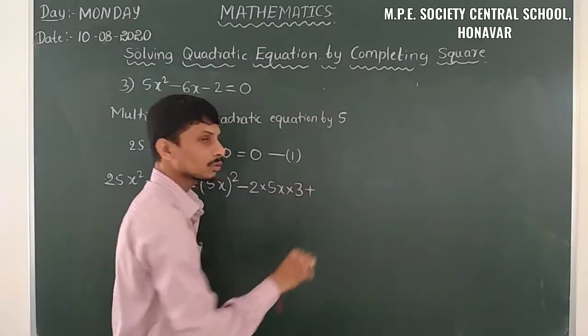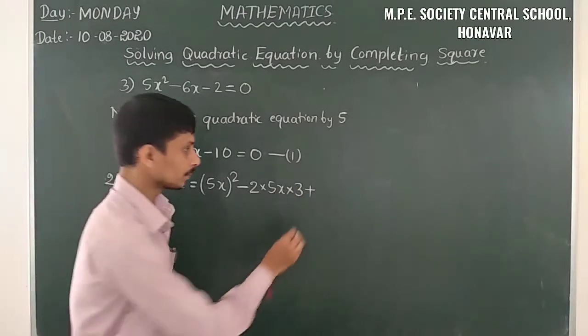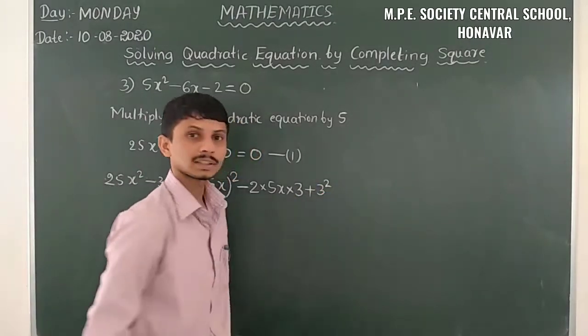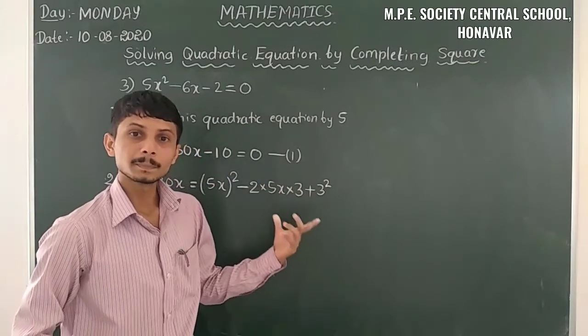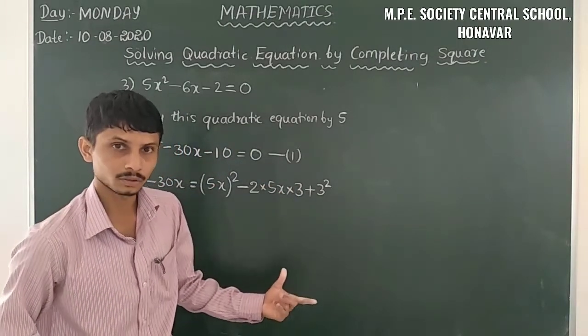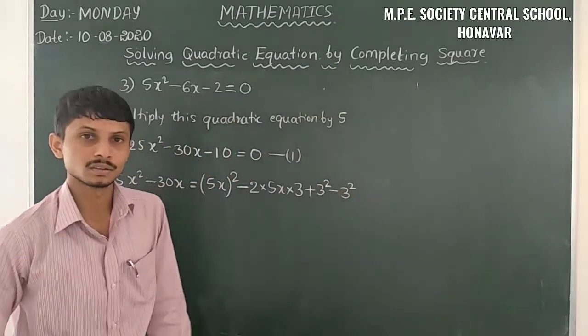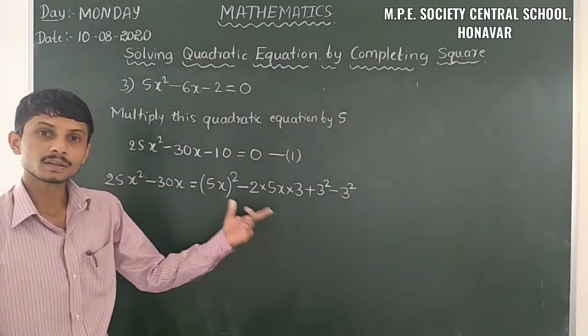So that means we want the perfect square. The value of b is 3 here. So we have to take plus 3 square for the balancing of the equation, for the sake of the value of the equation. So we have to subtract 3 square. So it's in the form of completing square.